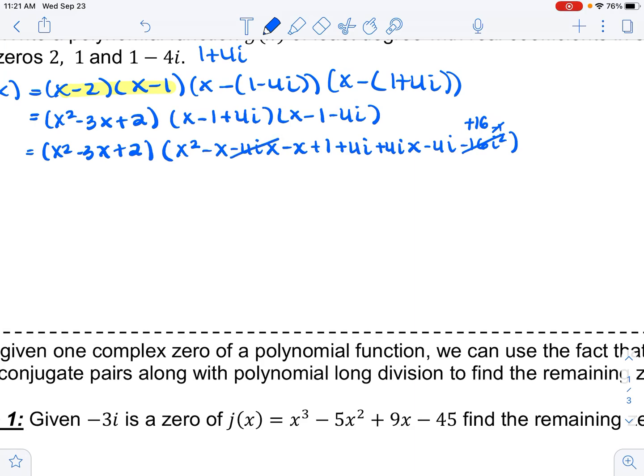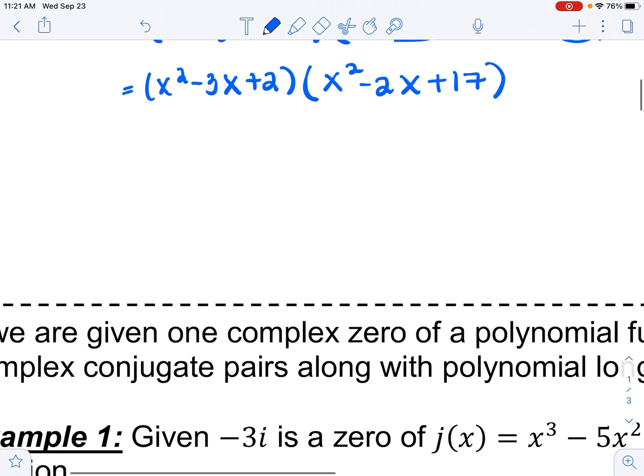Okay, now I'm going to cancel out what cancels out, which should be anything with an i in it now. Negative 4ix, positive 4ix, 4i, negative 4i. So now I have x squared minus 3x plus 2 times x squared, a negative x and a negative x, which is negative 2x, and a 1 and a 16, which is 17. All right, now I just have to multiply these two out. Notice your i's should be gone. You should never have anything that's quote-unquote ugly looking.